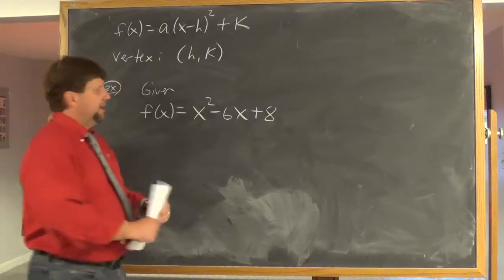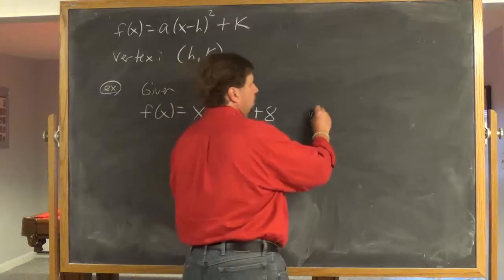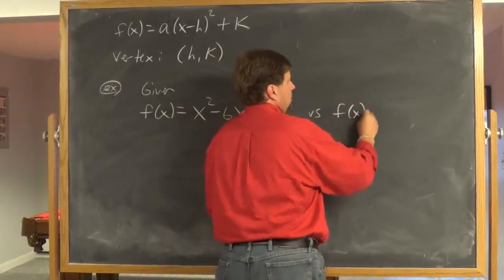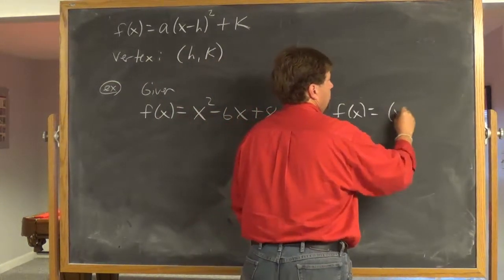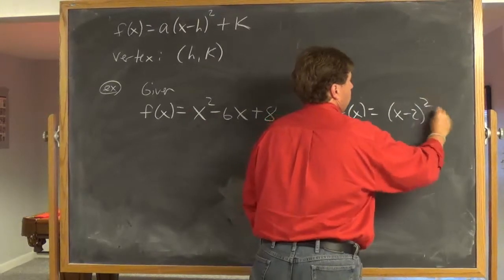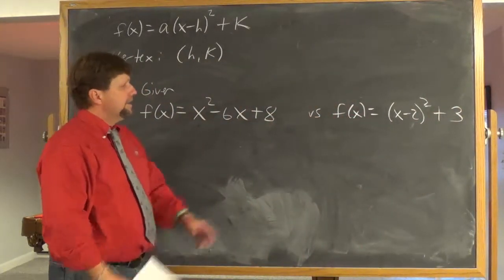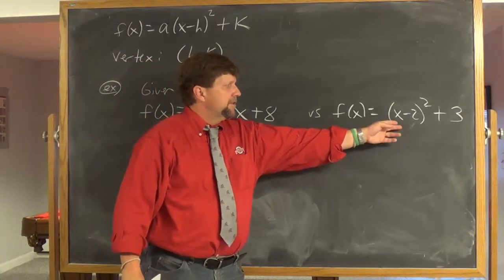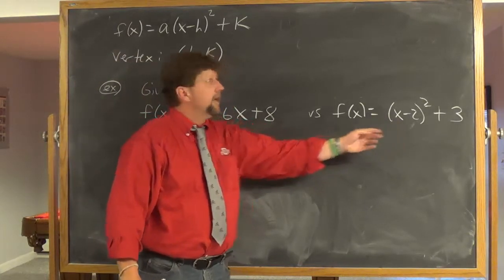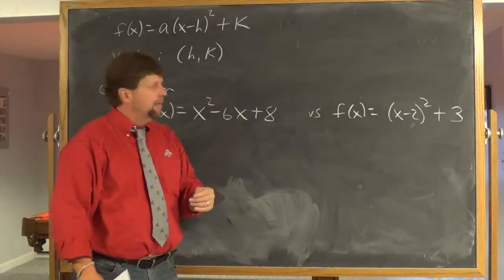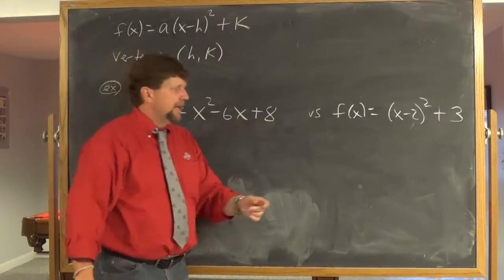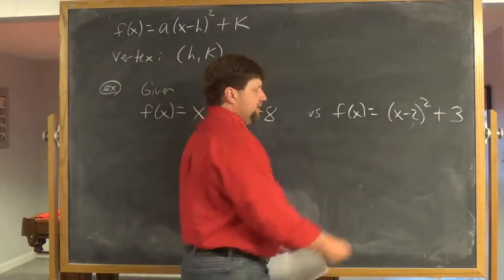On the other hand, if you're given the quadratic in this form, x minus 2 quantity squared plus 3, in the standard form, just start off by saying, well, the vertex is at 2, 3.